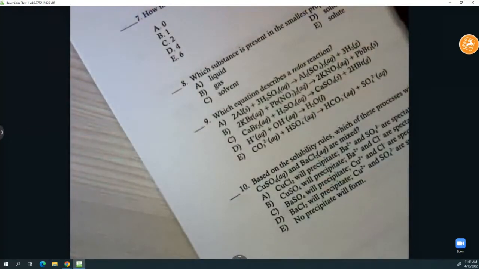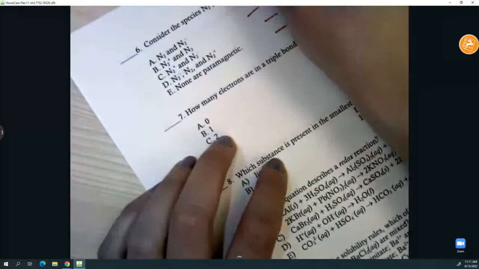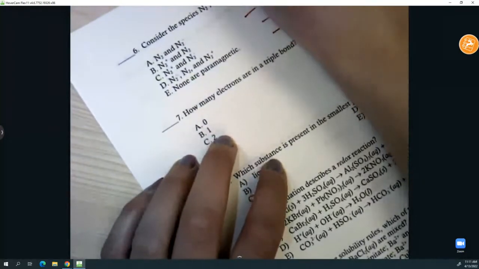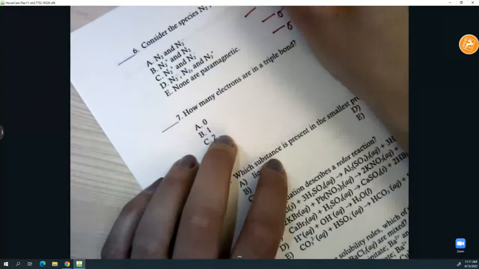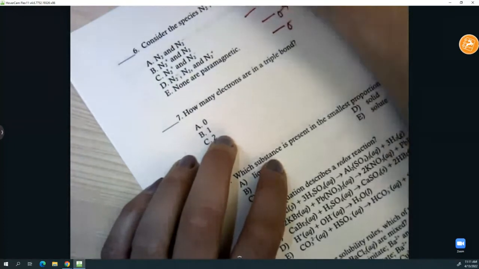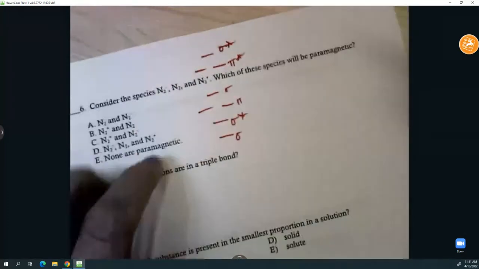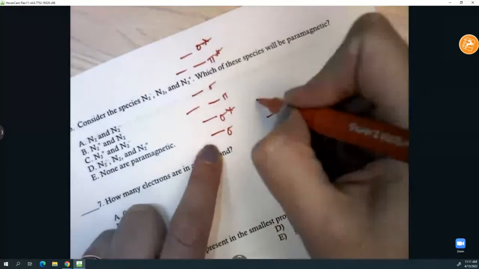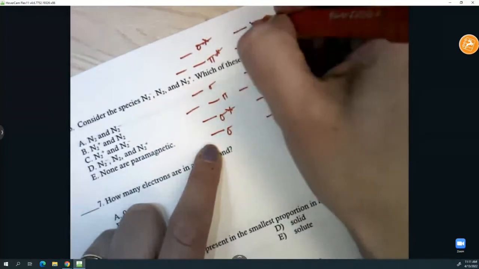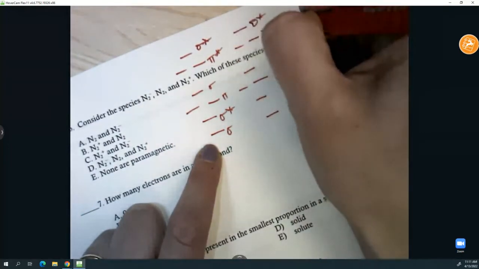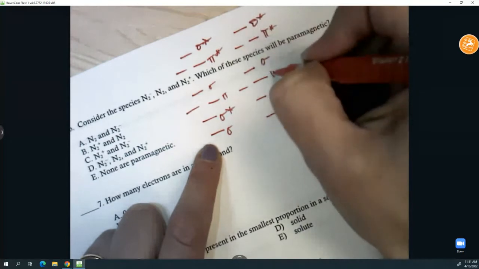So, all right, so I have the sigmas. Sigma, sigma star, pi, sigma, pi star, sigma star. There we go. So that's what they would look like. And I'll need to do one for each of the 3 species.